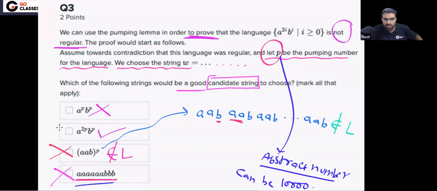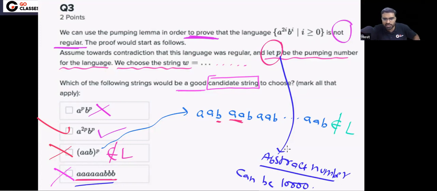Only this string will help you, because whatever P you take, it works. If P is 10, option B will help. If P is 20, option B will help. If P is 10,000, option B will help. If P is 1 million, or 1 trillion, option B will still help. So option B will always help.